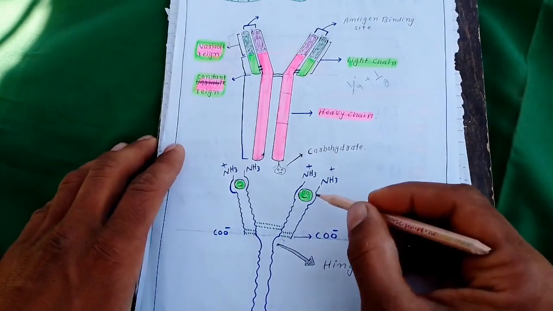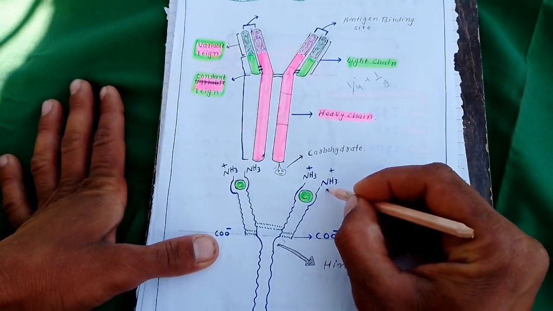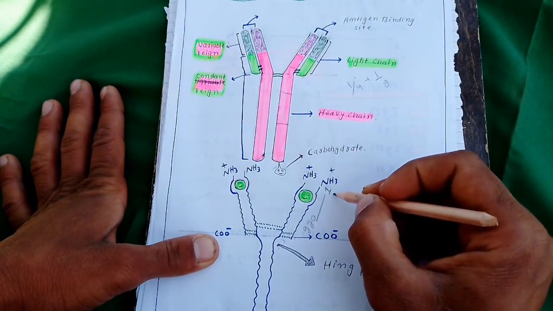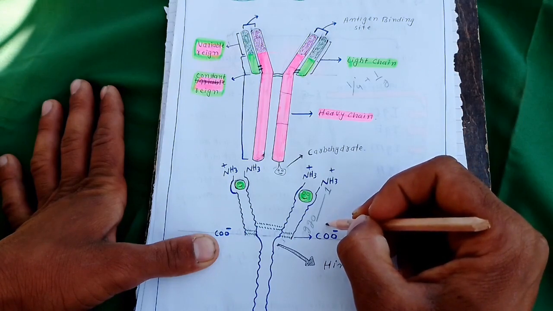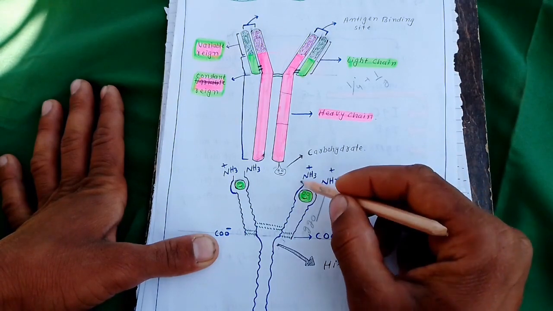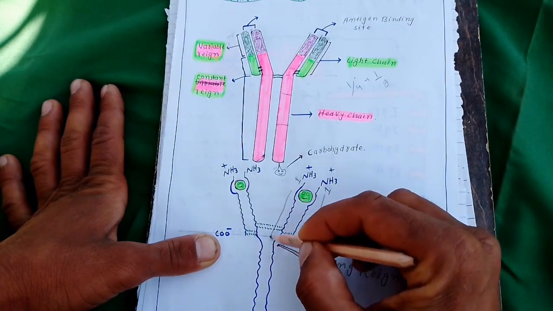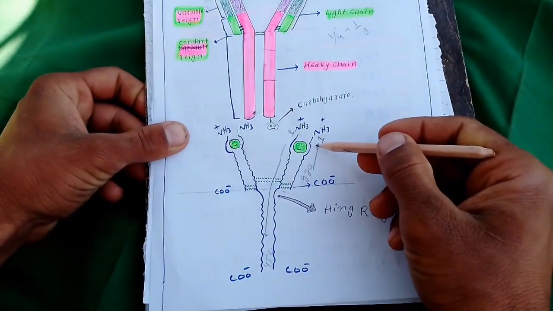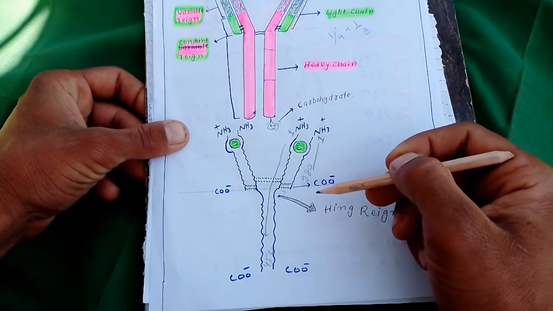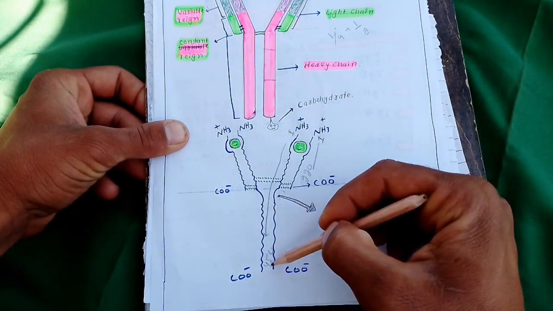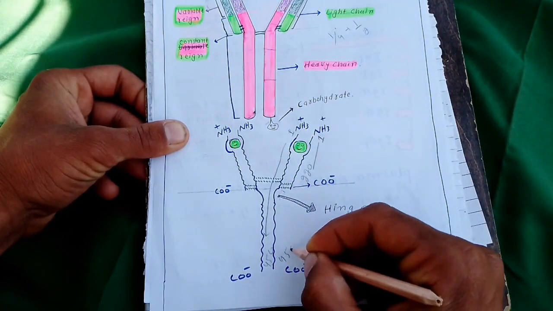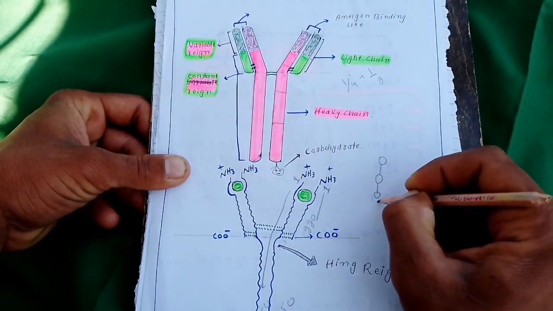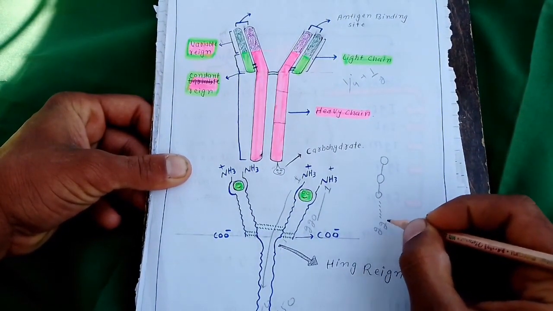This is the heavy chain. The light chain is made from about 220 amino acids, while the heavy chain is made from about 450 amino acids. This is amino acid number 1, this is amino acid number 1, this is amino acid number 2, and so on, up to 220.